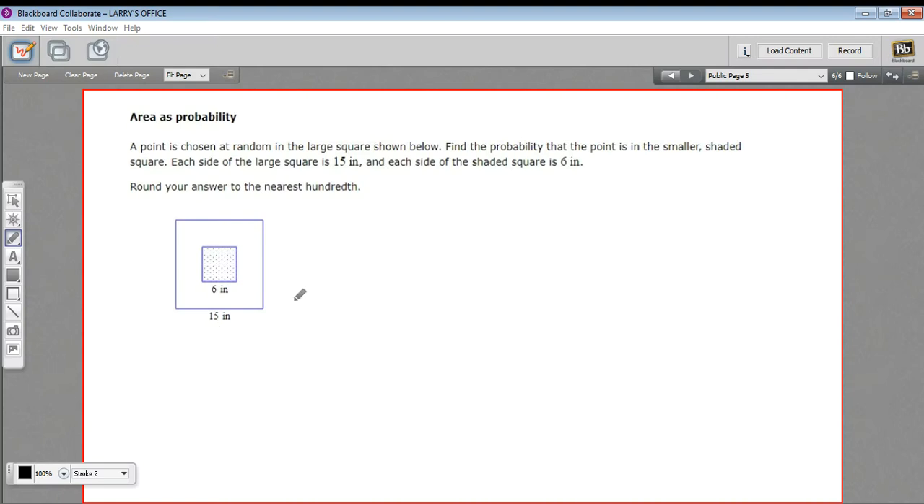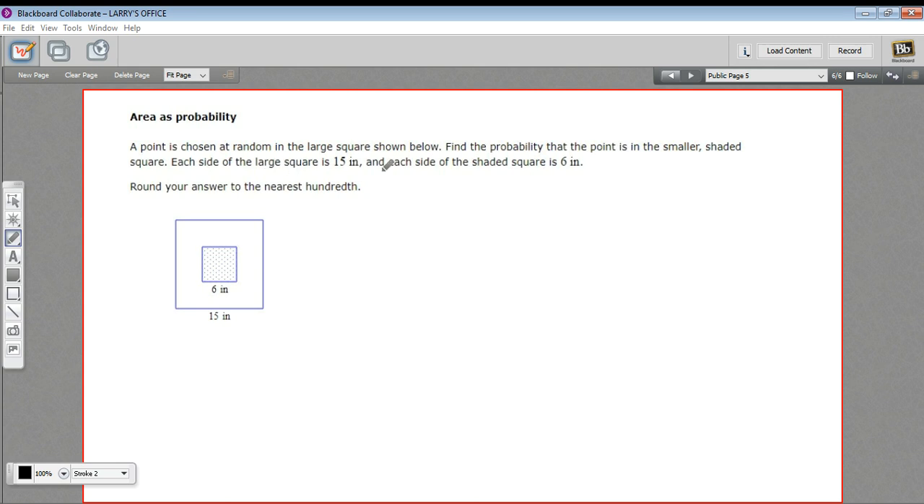In this problem, we have a situation where the area of a figure relates to the probability of an event. The problem says a point is chosen at random in the large square below. So it's like closing your eyes and throwing a dart. It's going to land somewhere in this square, but you don't know where. It says find the probability that the point is in the smaller shaded square.